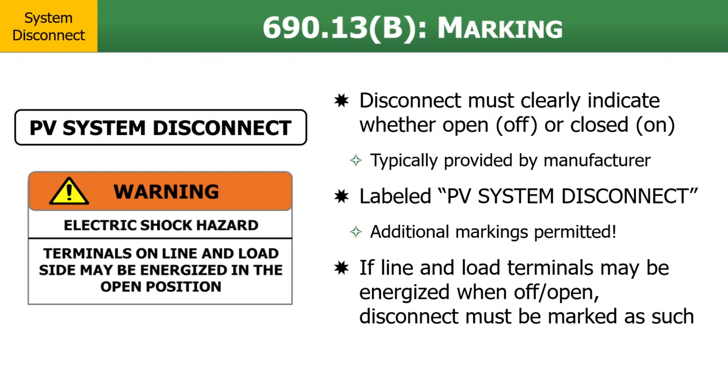Now, if the PV system disconnect is on the DC side of the system, say a DC coupled multi-mode system where you've got a charge controller, that would be energized on both the line and the load side, because when we shut that disconnect off, the load side is still being energized by the PV array, and the line side is still being energized by the battery bank. So in that case, we would need to put this warning sticker on that PV system disconnect.